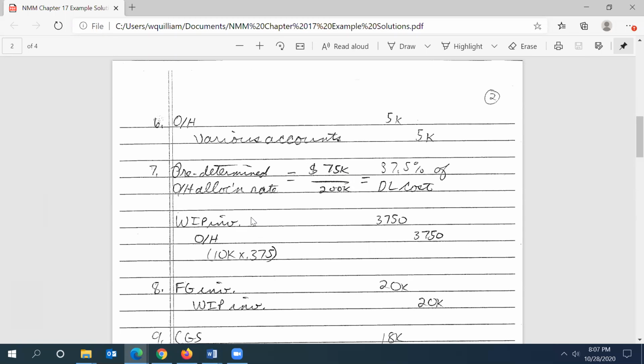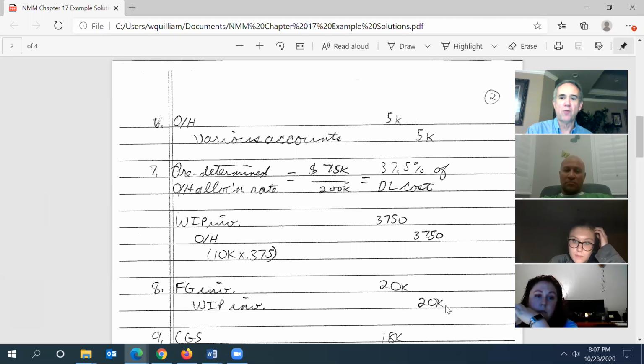That will give us a debit to work in process. So we've increased work in process so far by direct materials and direct labor. Now we do it for the third manufacturing cost of overhead. So debit work in process by $37.50, and we will credit or reduce this overhead account by $37.50. Okay, any questions there about overhead? Pretty easy, good.